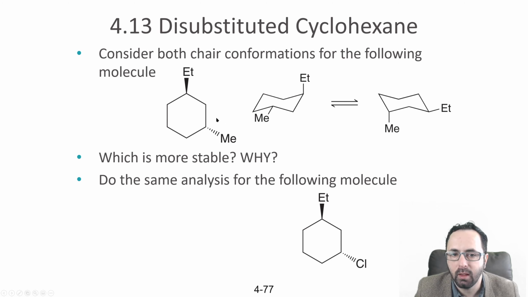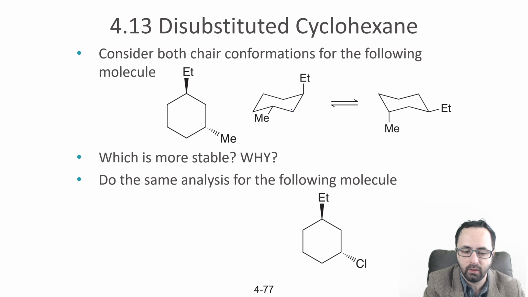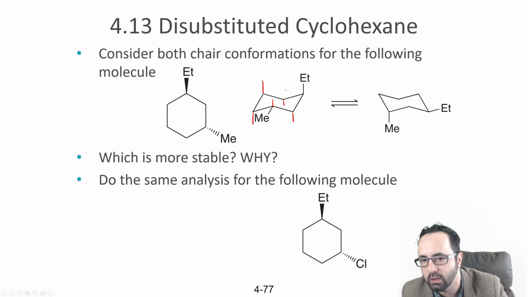Okay, so let's look at these chair conformations. So now the ethyl is the up position, the methyl is the down position. So let's say we draw a chair and we put the ethyl up. Okay, in terms of axial positions, so these are the axial positions. I'm just going to draw all the axial positions in red. Up, down, up, down, up, down. These are all the axial positions.